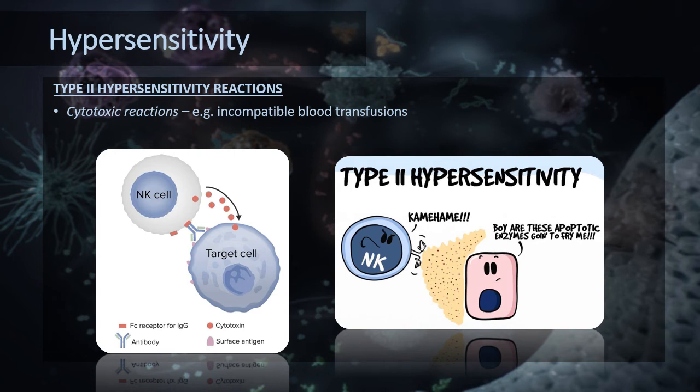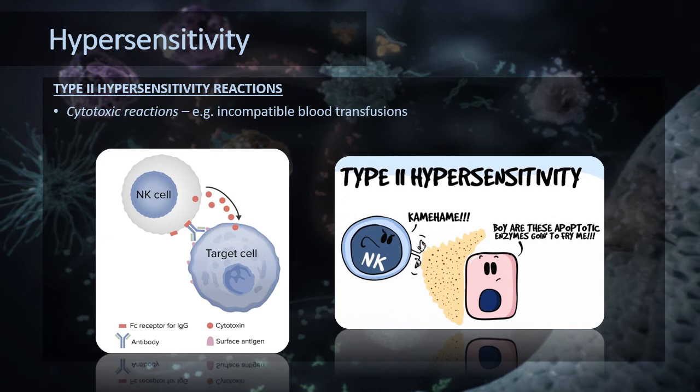For type 2 hypersensitivity reactions, these are cytotoxic, meaning the cells here are destroyed. A perfect example is in the case of incompatible blood transfusions, where the natural antibody destroys the incompatible blood transfused to the patient. A typical type 2 hypersensitivity reaction follows these steps.